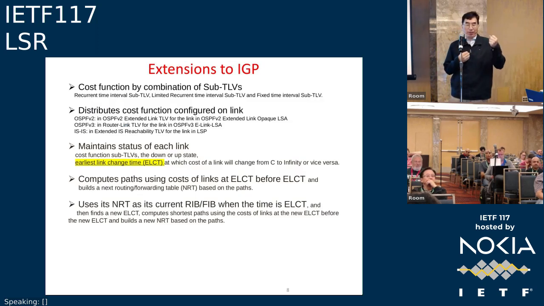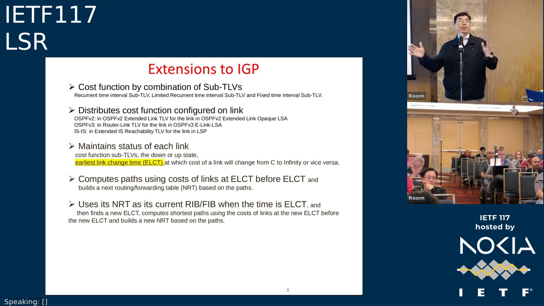So we can see that a cost function is a combination of those periodical components and given time intervals and given periods. So the cost function can be encoded by a combination of sub-TLVs, which we already presented. After the link cost function is configured on a link, the node will distribute these link cost functions. For different IGPs, OSPF version 2, version 3, and IS-IS, we can distribute these sub-TLVs. For example, in OSPF version 2, we can include those sub-TLVs in OSPF version 2 extended link TLVs, and so on.